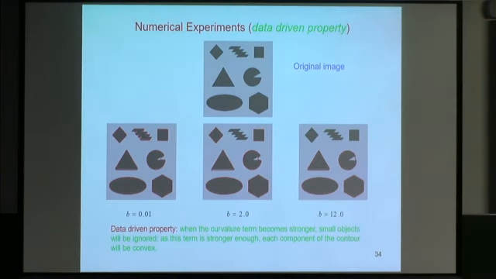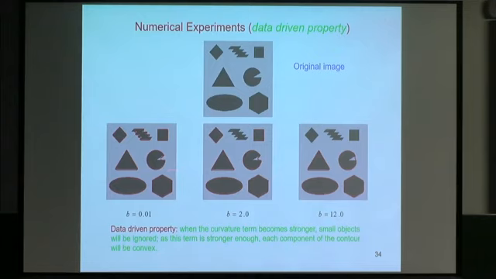Okay, so in the following, we would like to discuss the numerical experiments. The first one is what we call the data-driven property. In this figure, this is a synthetic image. We find that if we let b be very small, almost each object will be captured. Once we make b a little bit bigger, this one will be missing. And if b is even bigger, these small ones are also missing.